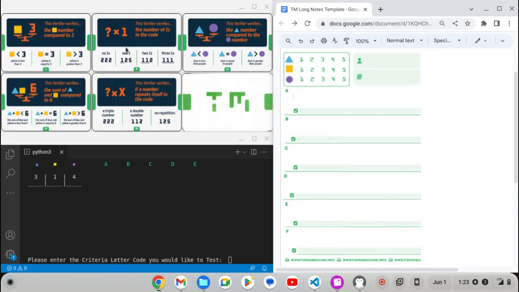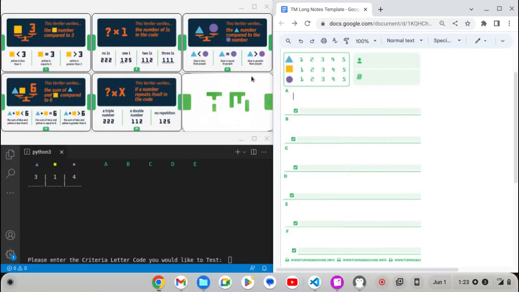Criteria card B will look at the 3 digits and will let us know how many of those should be 1. Are there no ones? Is there a single one? Perhaps 2? Maybe all 3 are 1s. Criteria card C will look at the first digit and the last digit and compare them. So should the triangle digit be less than circle? Should they be equal? Or should the triangle be larger than circle?